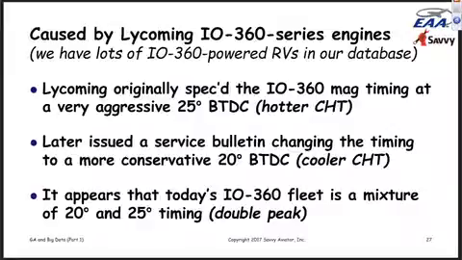But the service bulletin was only a service bulletin. It wasn't an airworthiness directive or anything. And some people complied with it, and some people didn't comply with it. And so what we now have in the fleet is sort of a hodgepodge mixture of some engines that are timed at 20 and some engines that are timed at 25. And the ones that are timed at 20 have lower CHTs, and the ones that are timed at 25 have higher CHTs. And that was the reason for this peculiar double peak that we were seeing in the data. So I found that kind of interesting.